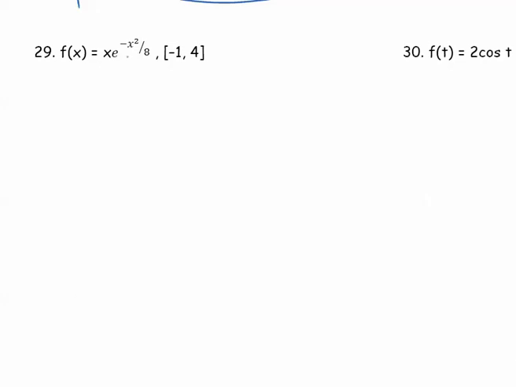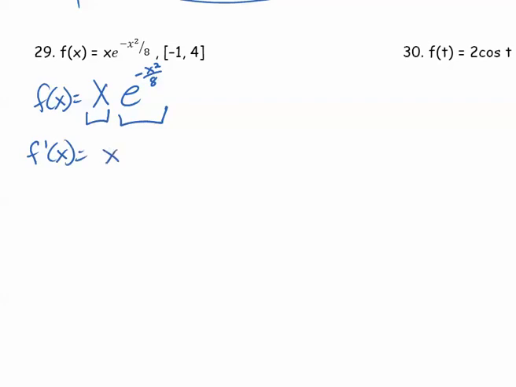So I think this is meant to be an exponent here. E to the negative x squared over 8 is our exponent. So I see a product rule: the first function times the second function. So our f prime will be the first glob times the derivative of the second glob. The derivative of e to anything is e to that anything times the chain rule on that anything.